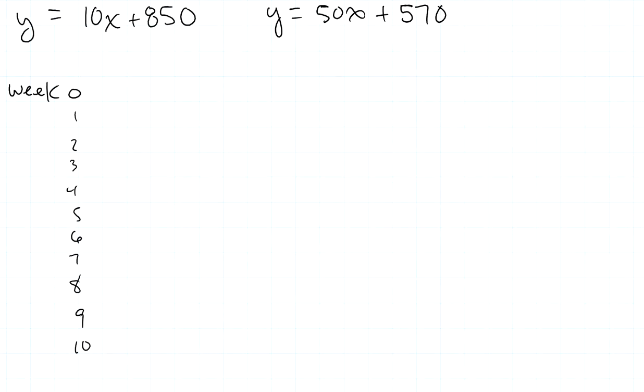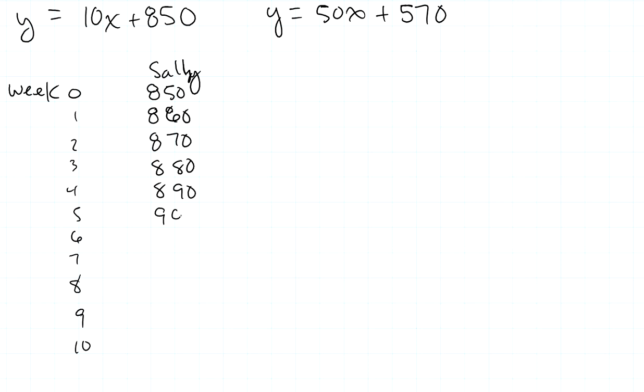So let's see. At week 0, Sally's score was 850, and then it jumps 10 more, 860, 870, 880, 890, let's see, 900. At week 6, she would be at 910, and then 920, 930, 940. You get the idea.